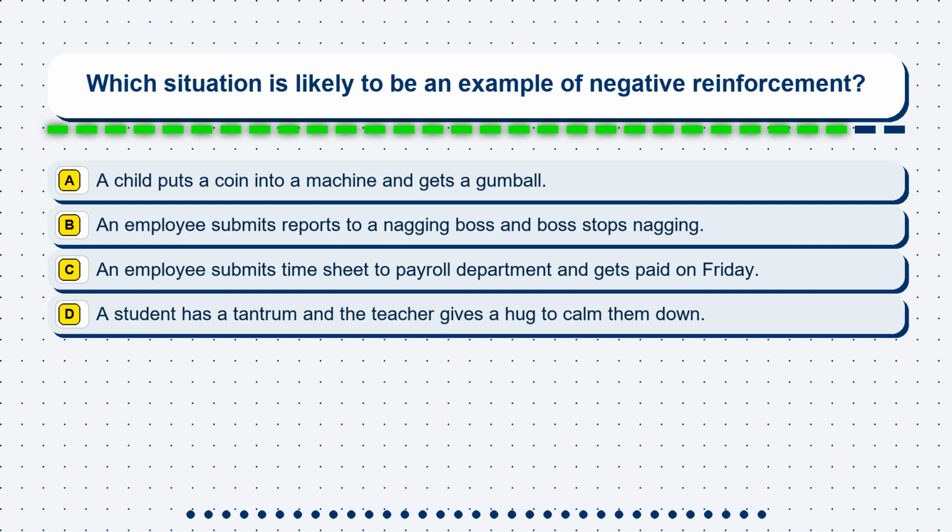Question 4. Which situation is likely to be an example of negative reinforcement? Option A. A child puts a coin into a machine and gets a gumball. Option B. An employee submits reports to a nagging boss and boss stops nagging. Option C. An employee submits time sheet to payroll department and gets paid on Friday. Option D. A student has a tantrum and the teacher gives a hug to calm them down.